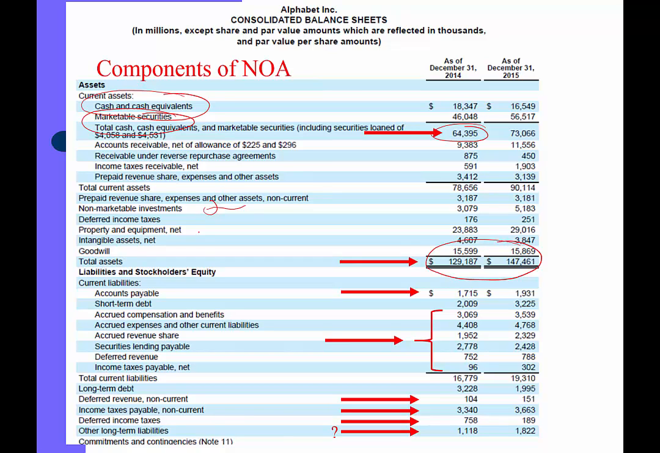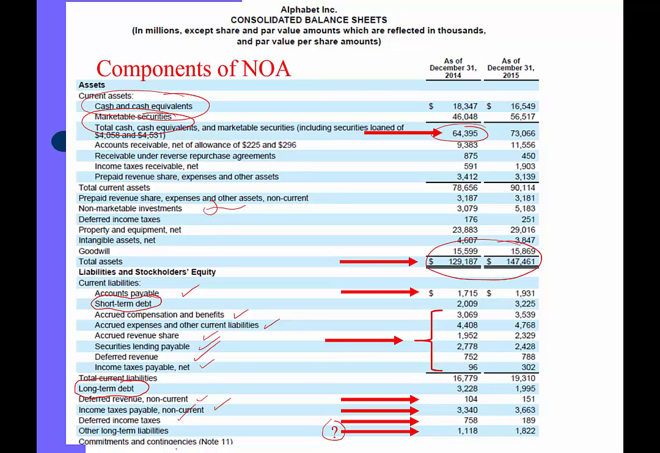And then we subtract the operating liabilities. Liabilities are either interest-bearing debt or an operating liability. And so if I look down here, what's interest-bearing debt? Well, they have short-term debt and they have long-term debt. Now, some companies will have more items than this. Some companies will only have one item. Maybe some will have none. But everything else that's here, accounts payable, accrued compensation, accrued expenses, accrued revenue share, security lending payable, deferred revenue, income taxes payable, non-current income taxes, non-current deferred income taxes, all are operating liabilities. Now note, I've got a question mark down here.